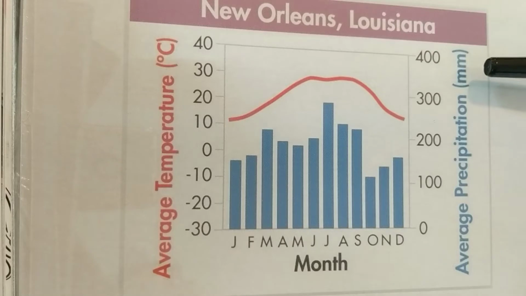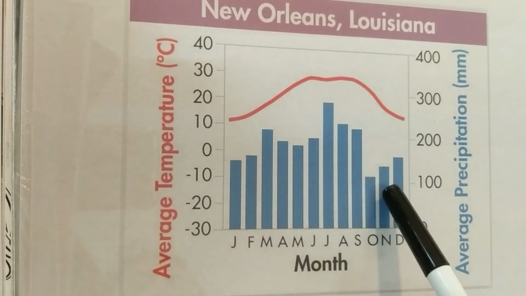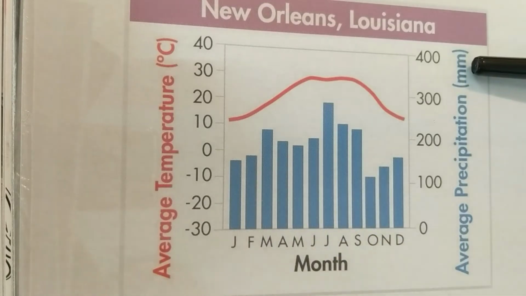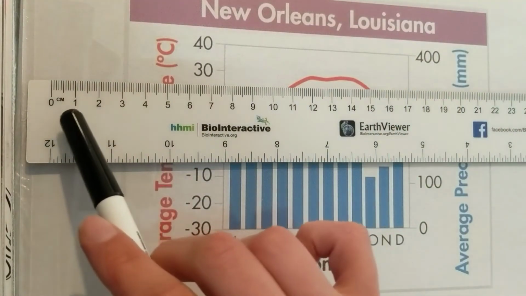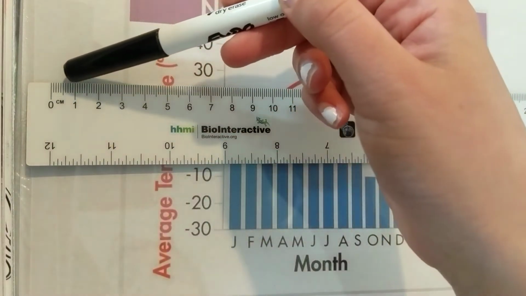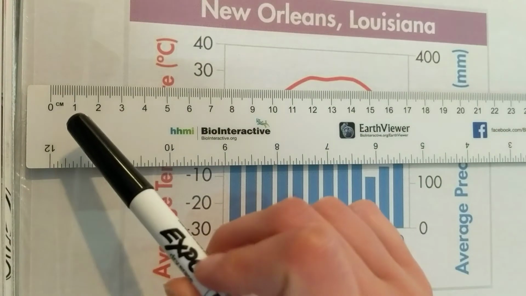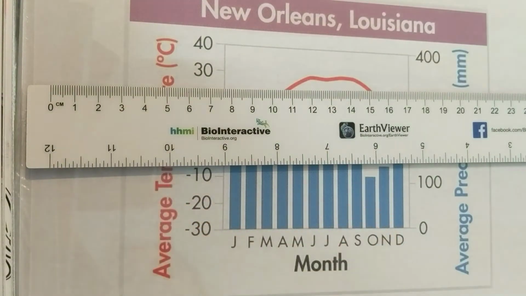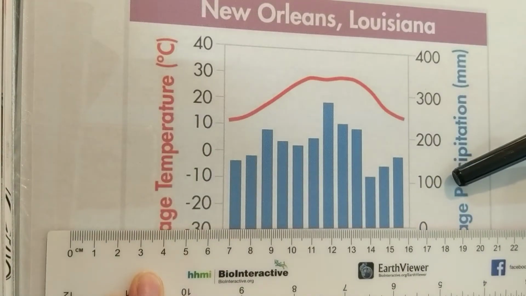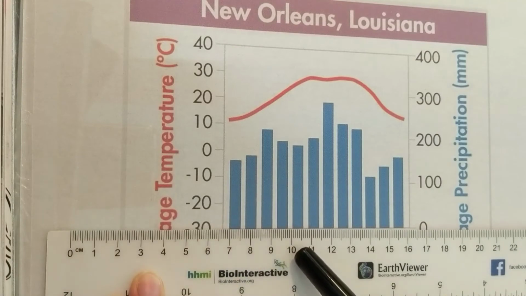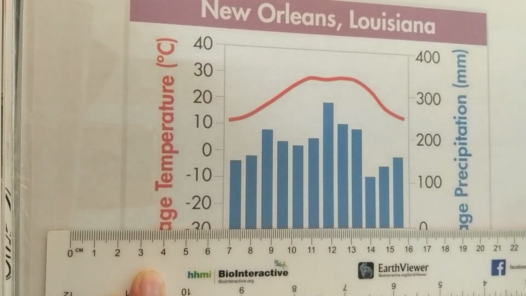On the right-hand side, we have average precipitation written in blue, and the blue bars represent the average precipitation. Precipitation is measured in millimeters, for every month. As a reminder, in the metric system, 1 centimeter contains 10 millimeters. All the little hatch marks between 0 and 1, between 1 and 2, are each 1 millimeter. So 100 millimeters equals 10 centimeters of rain, 200 would be 20, 300 would be 30, and so on.